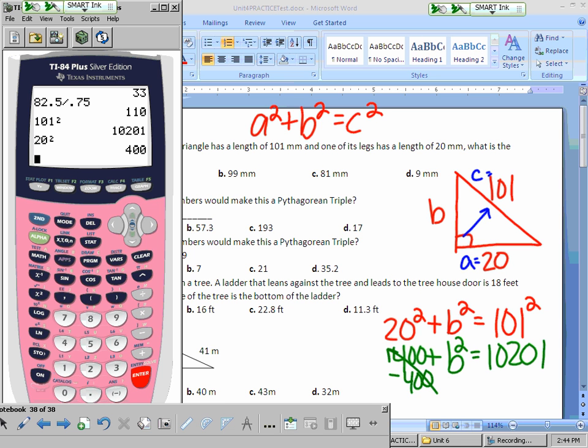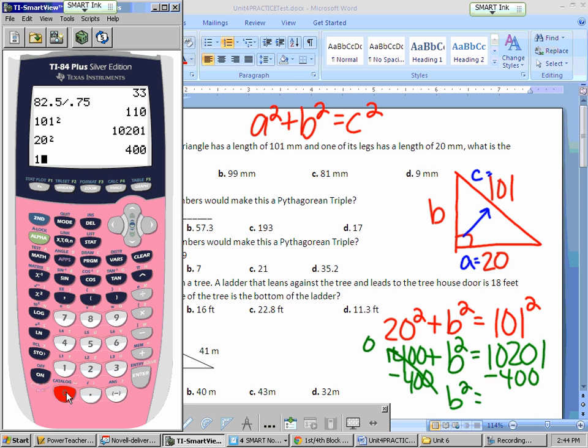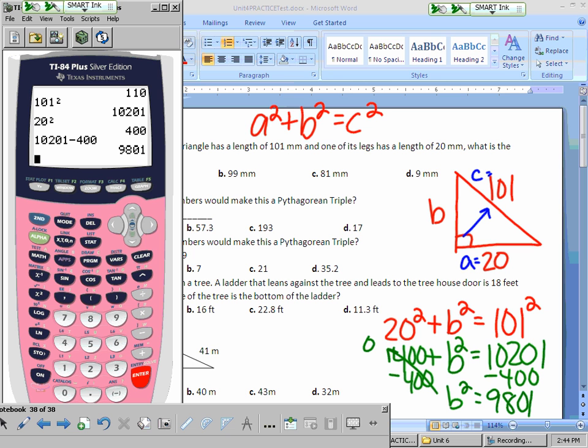Class, what's 400 minus 400? 0. Very good. So we're left with B squared is equal to 10201 minus 400. That gives us 9801. Now I have B squared is equal to 9801.